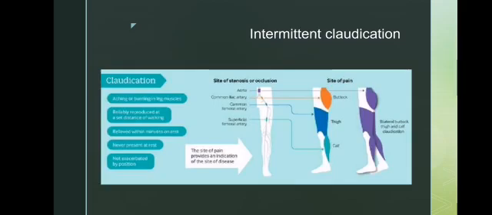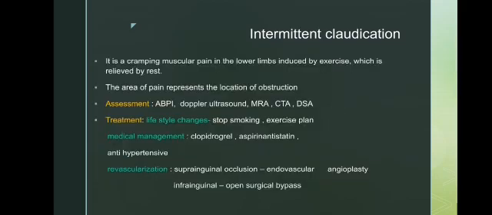The first, as we mentioned in the spectrum of peripheral arterial disease, is the asymptomatic one, and the next stage is intermittent claudication. Intermittent claudication, by definition, is a cramping muscular pain in the lower limbs, which is induced by exercise and which is relieved by rest. It is relieved by rest, and the area of pain represents the location of obstruction.